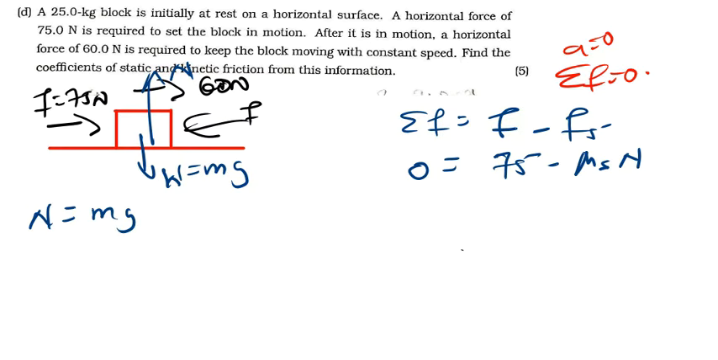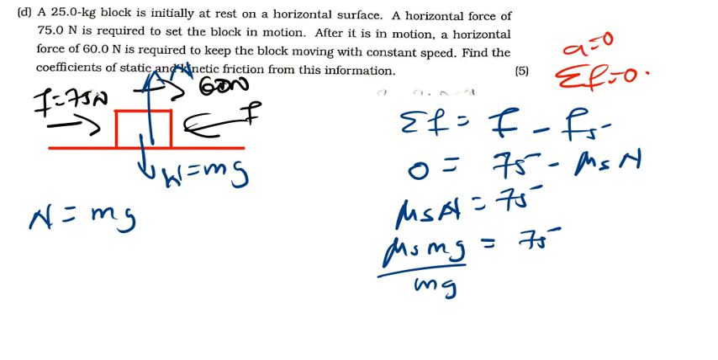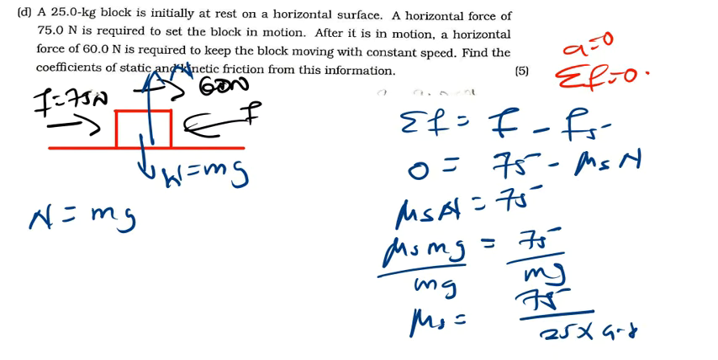As simple as that. So we shift this to the other side, to the left side. We have mu s times the normal force equal to 75. Replace the normal force with mg, so mu s times mg is equal to 75. We divide both sides by mg, so mu s will be equal to 75 divided by m, which is 25, times 9.8. So therefore our mu s becomes 75 over that. The mu s is always less than 1.